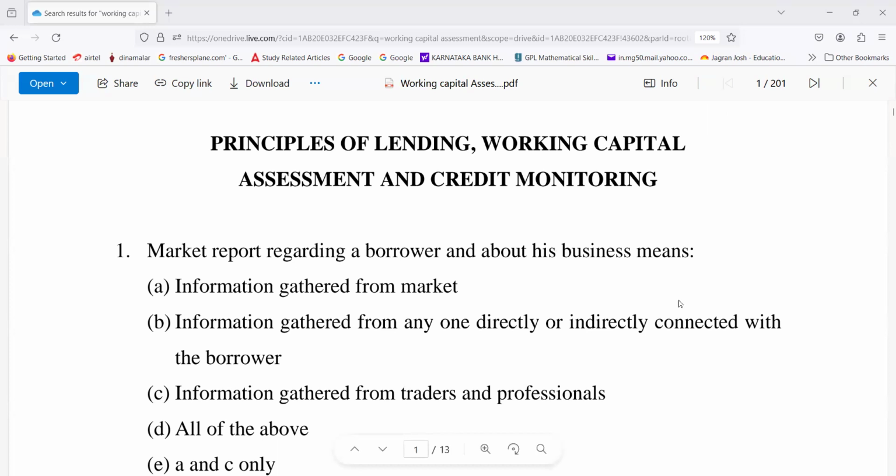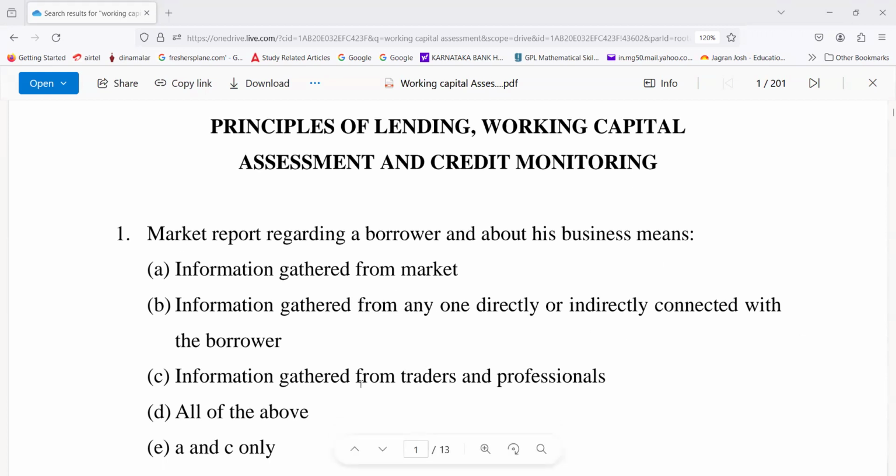Question number 1. Market report regarding a borrower and about his business means what? The answer is all of the above. That is, information gathered from the market, information gathered from anyone directly or indirectly connected with the borrower, information gathered from traders and professionals. So the answer is all the three put together.